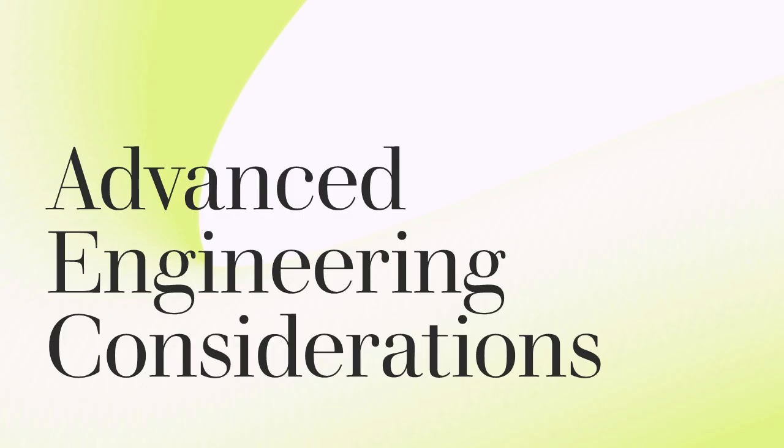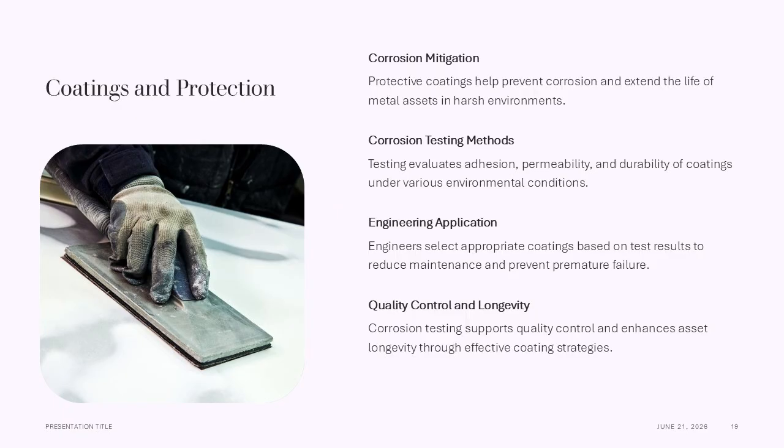Advanced engineering considerations: coatings and protection, cathodic protection, and future trends. Protective coatings are widely used to mitigate corrosion, and corrosion testing evaluates their effectiveness under various conditions. Tests assess adhesion, permeability, durability, and resistance to environmental stressors. Engineers use test results to select coating systems appropriate for specific applications.